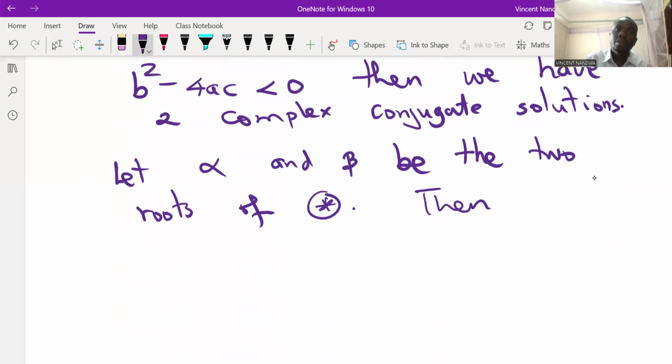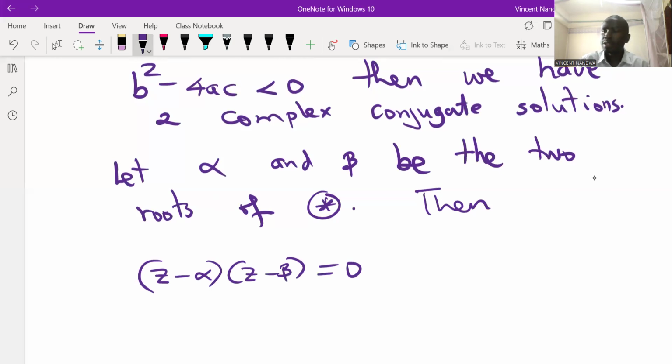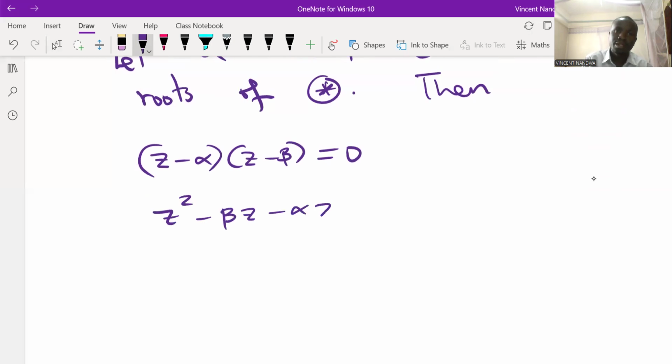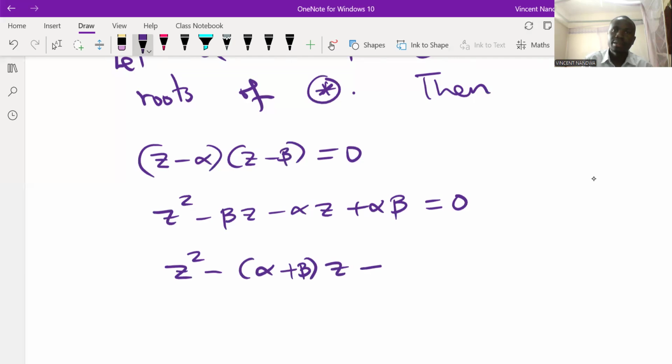Then z minus alpha times z minus beta should give us 0. So when we multiply this, this will have z squared minus beta z minus alpha z, minus alpha times minus beta will give us plus alpha beta equals 0. So this can be rearranged as z squared minus (alpha plus beta) z plus alpha beta equals 0.